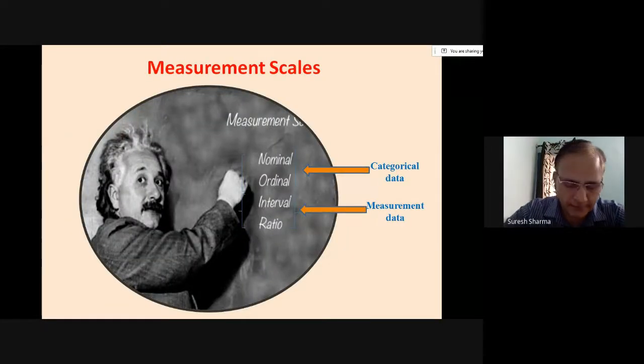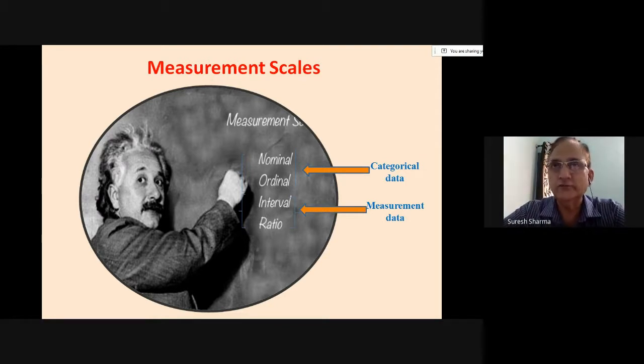Okay, now this is something important. So far I mentioned that there is categorical data, there is a measurement kind of data. Now measurement scale is a very, very important concept in the sense whenever we enter the data in SPSS, SPSS will ask you whether your data is categorical in nature or measurement data. And if it is, then which kind of scale you are using: either nominal scale, ordinal scale, interval or ratio. So I will explain these scales before coming to the part of the data analysis.